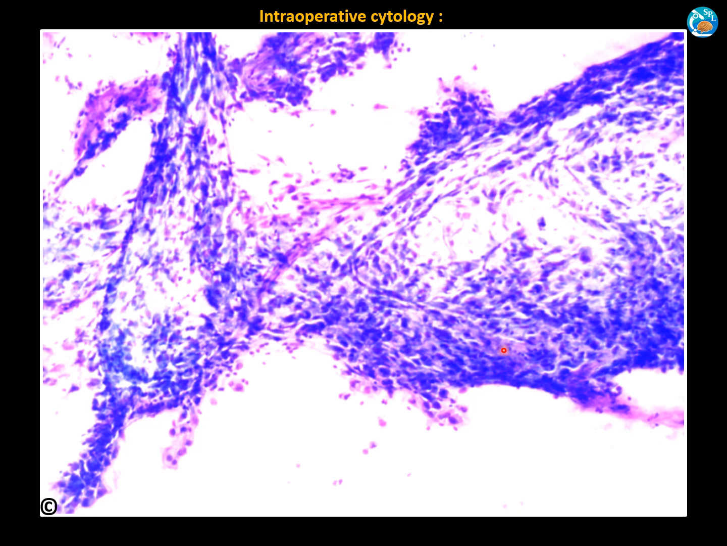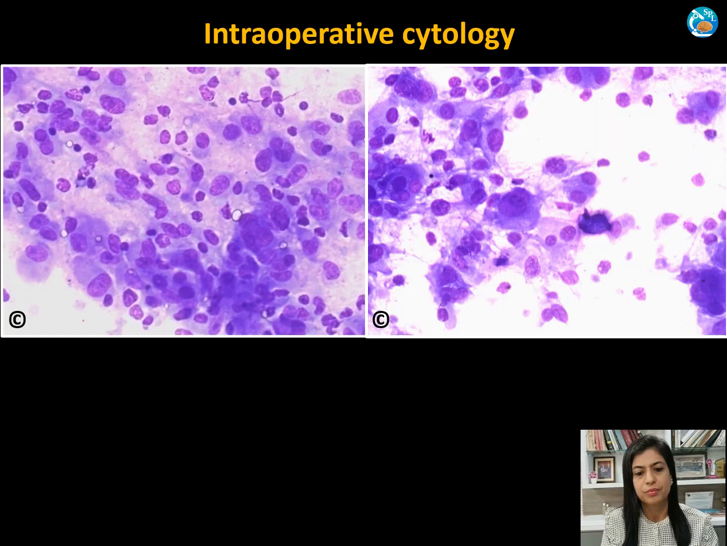So we did intraoperative cytology of this tumor which we received in the lab. This case was operated by Dr. Virendra Singh Pawar from City Hospital, Kolhapur. The smears were hypercellular and composed of tumor cells which were arranged in sweeping fascicles and sheets.